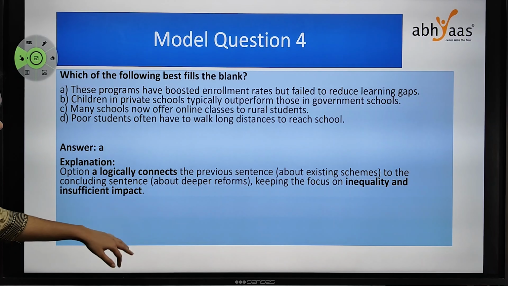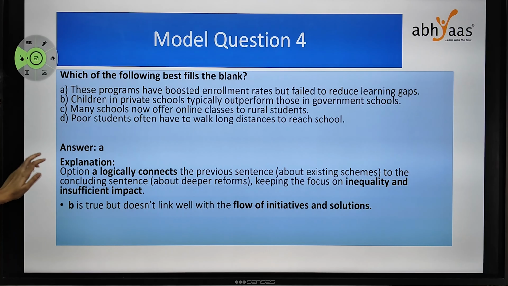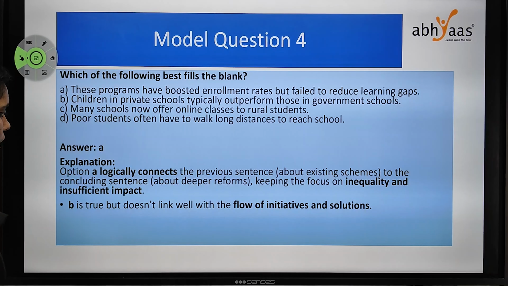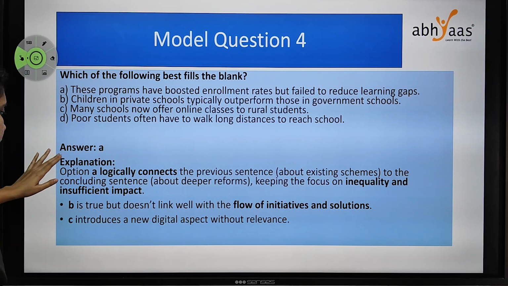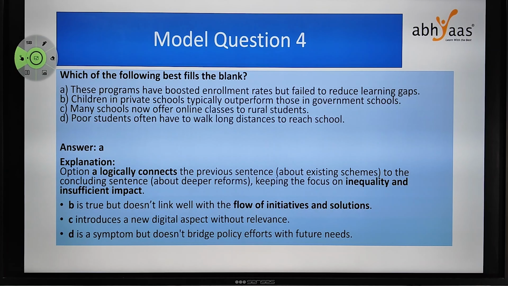Existing schemes to concluding deep. Okay, B is true, but it doesn't link with the flow of initiatives and solutions. C introduces a digital aspect, and D is a symptom that doesn't bridge efforts with future needs. Right? Okay.